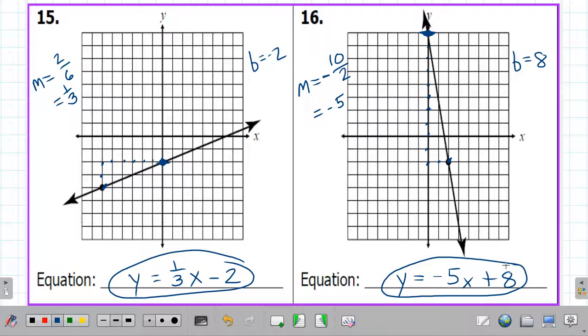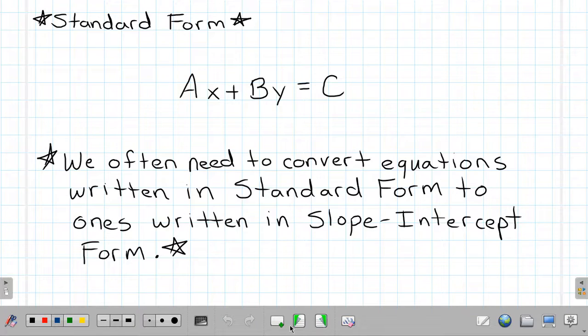But like I said, that's pretty much it as far as slope-intercept form. If you can figure out the slope and you can figure out the y-intercept, you have the equation. And it actually works vice versa too, meaning if you have the equation in slope-intercept form, you can tell what the slope and y-intercept are just by looking at the equation.